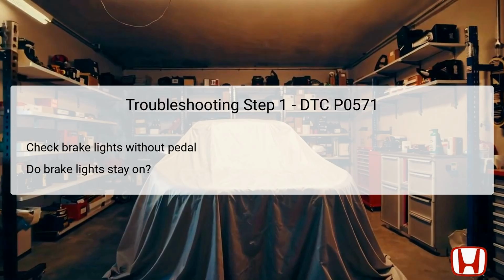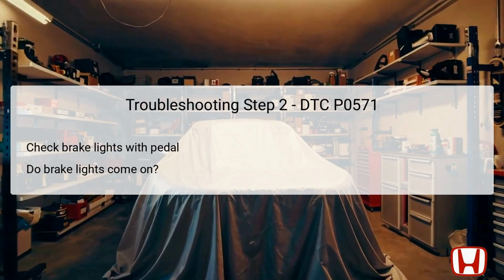Conversely, if the brake lights turn off as they should, it signals that there's no immediate issue within that circuit, allowing you to advance to the next troubleshooting process to check the brake lights while the pedal is pressed. The second step involves checking the brake lights when the brake pedal is pressed.